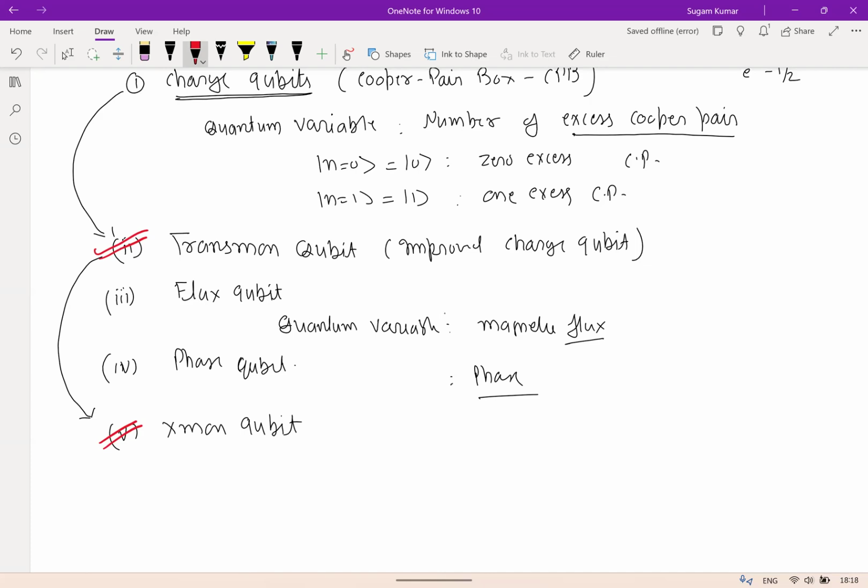So what are these? Is the transmon a semiconductor device or what? What does transmon stand for? I'm just coming to it, just wait. I'm just giving some overview, and I will explain each and every part in detail.